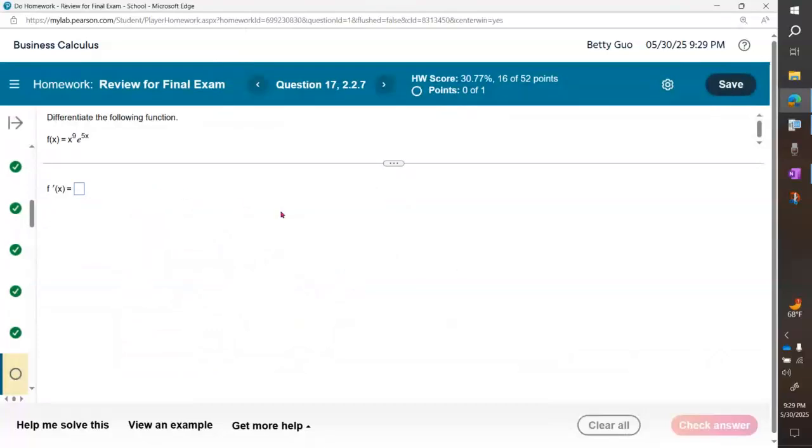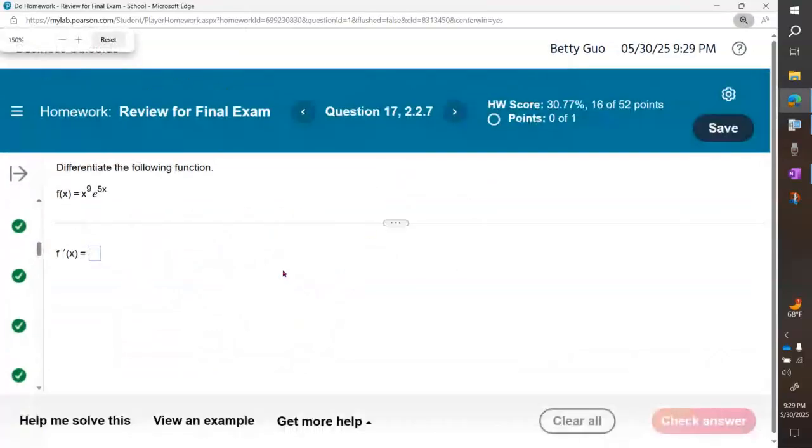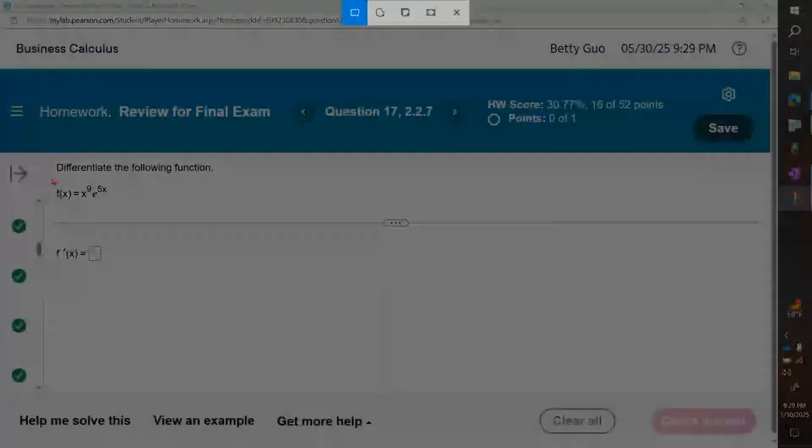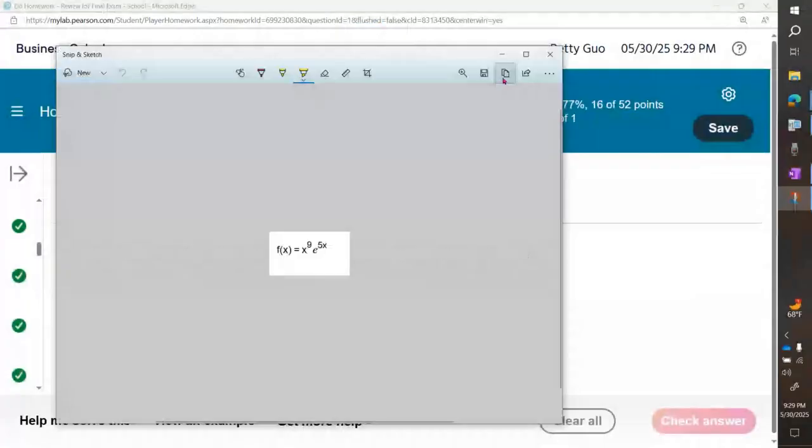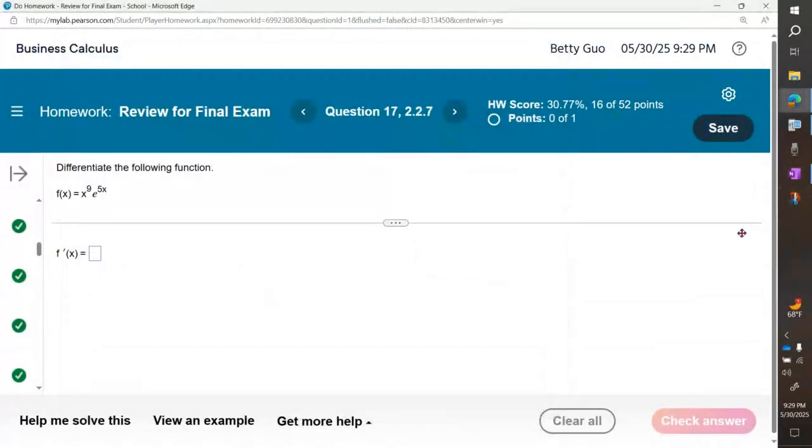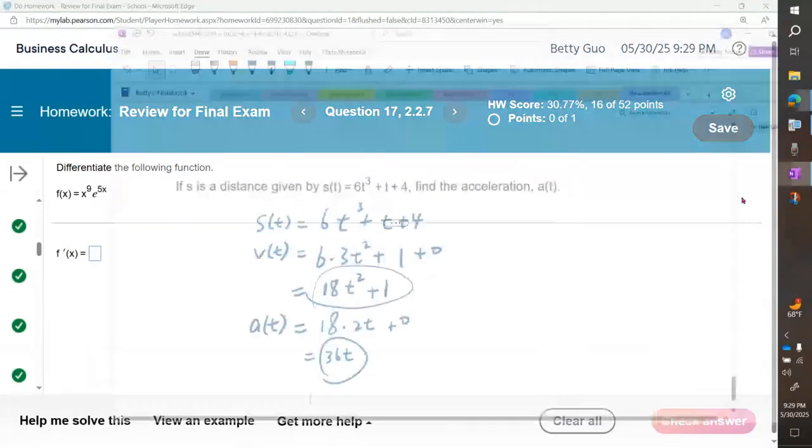Question number 17. This is too small for me. I'm gonna, yeah, this is better. Differentiate the following function. The function is a product. We're gonna use the product rule to take the derivative.